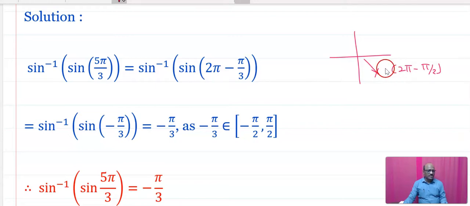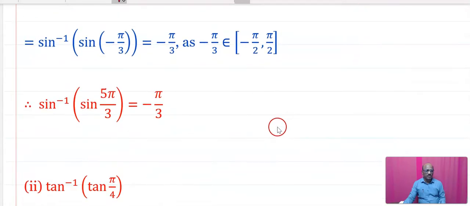In the fourth quadrant, sine is negative, and that's why sine of 2 pi minus pi by 3 is nothing but minus pi by 3. Sine inverse of sine of minus pi by 3 is minus pi by 3. Here minus pi by 3 belongs to the closed interval minus pi by 2 to plus pi by 2, and hence the sine inverse of sine of 5 pi by 3 is equal to minus pi by 3.